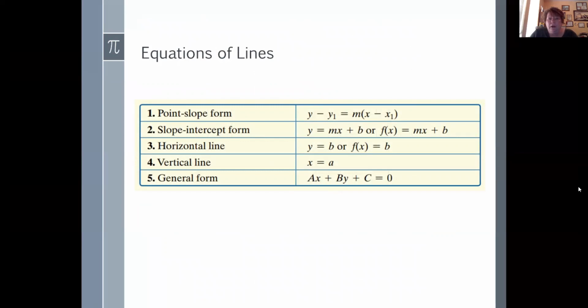Okay, so here's a summary of all our equations of lines. The point-slope form, you need to know the slope and one point on your line to find the equation of the line. Slope-intercept form, you need to know the slope and the y-intercept to find the equation of a line. A horizontal line is an equation where you get y is equal to a constant, or f of x equals that constant, because that is a function. A horizontal line is a function. A vertical line is in the form x equals a constant, not a function. And the general form is when you have everything on the left-hand side and 0 on the right.